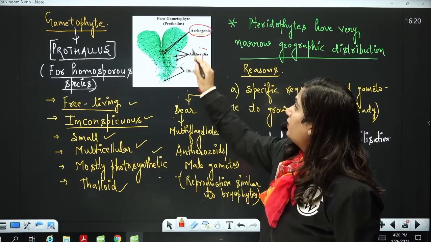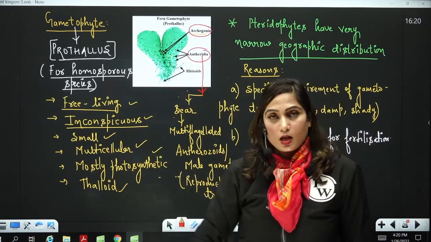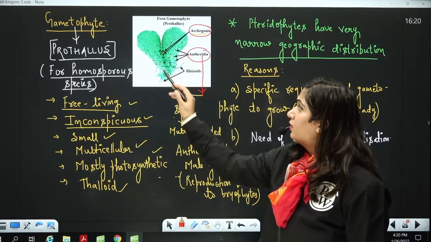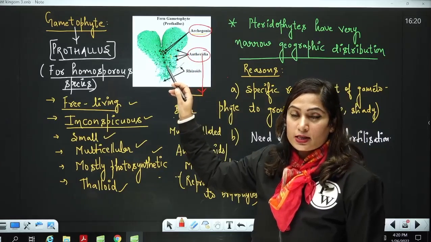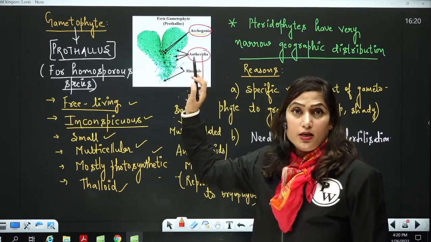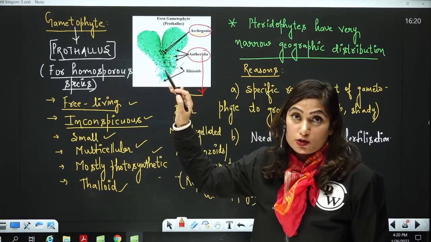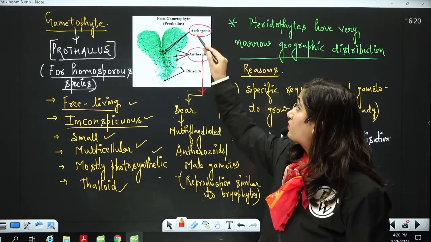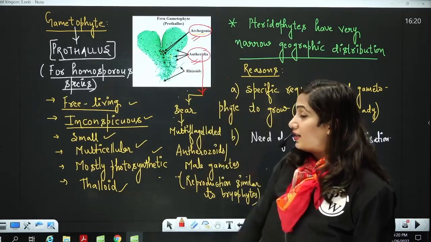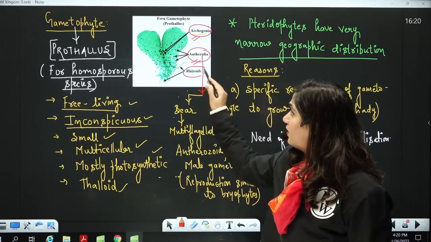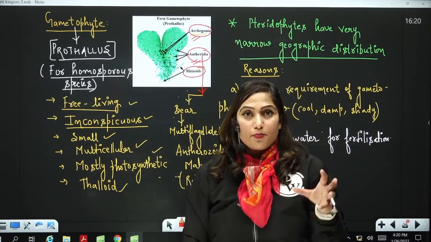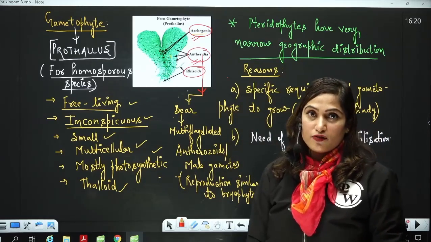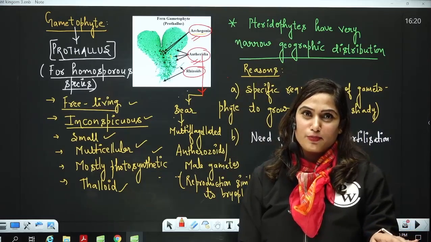Archegonia and the antheridium. Okay, so you can see here, beta, this is the gametophyte of pteridophytes, that is called prothallus. Not very clear, not very distinct, so inconspicuous, small, and it bears the sex organs archegonia and antheridia, and it bears the rhizoids.